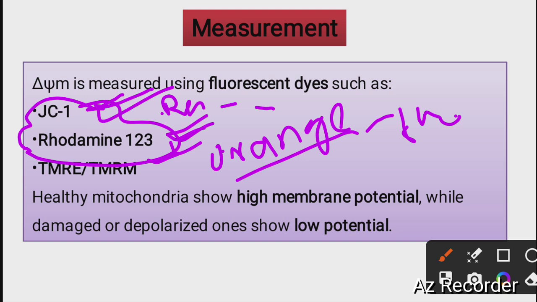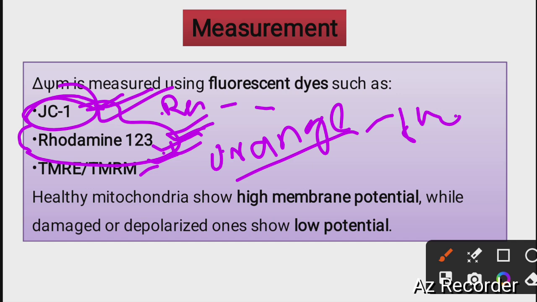Whereas TMRE is mainly used for dynamic potential monitoring. And for common techniques, JC-1 is mainly used in microscopy and plate readers, whereas TMRE is mainly used in flow cytometry and live cell imaging, like that.